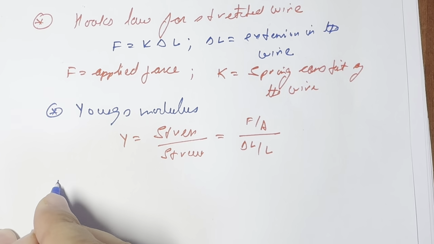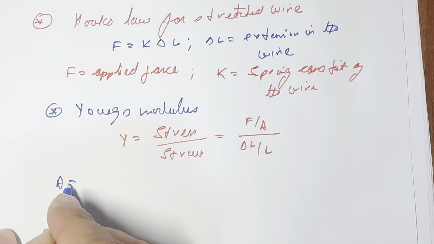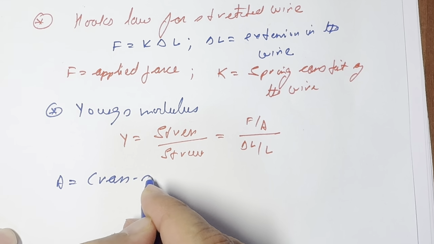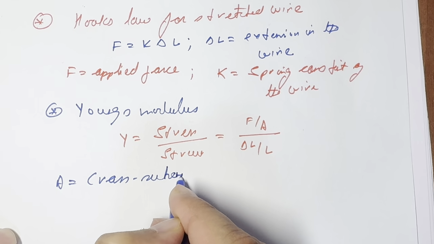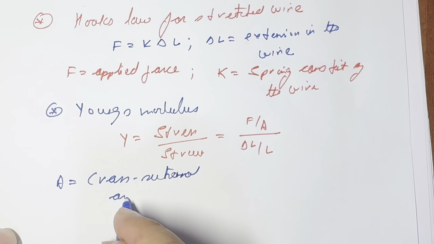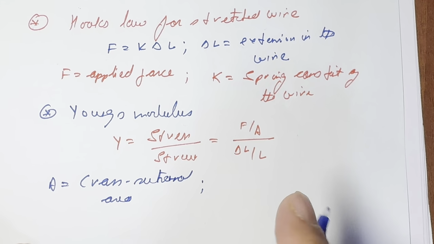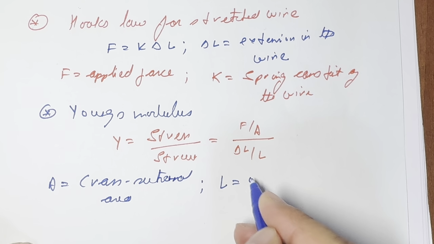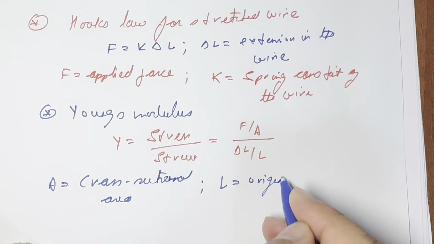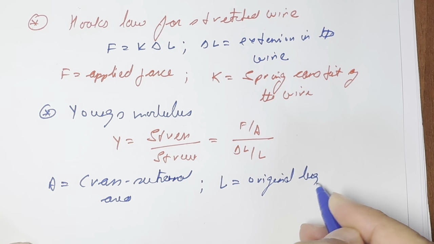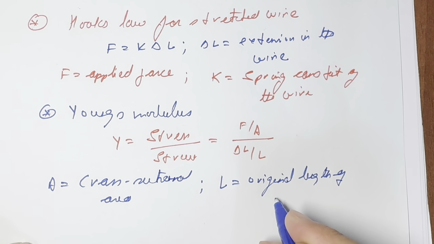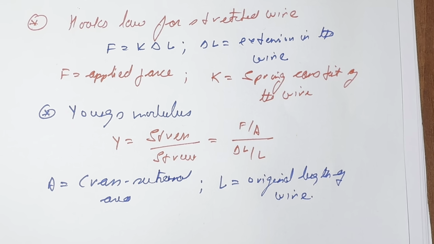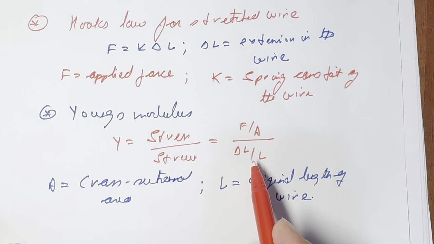So from here we can say that A is the cross-sectional area and F is the applied force, L is the original length of the wire. So from here we can find the value of F.